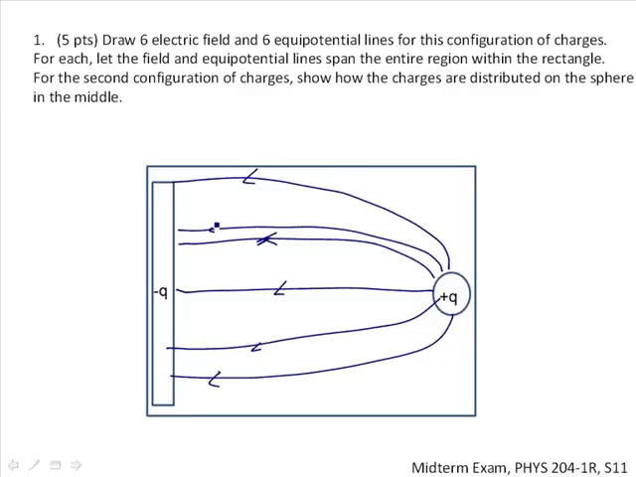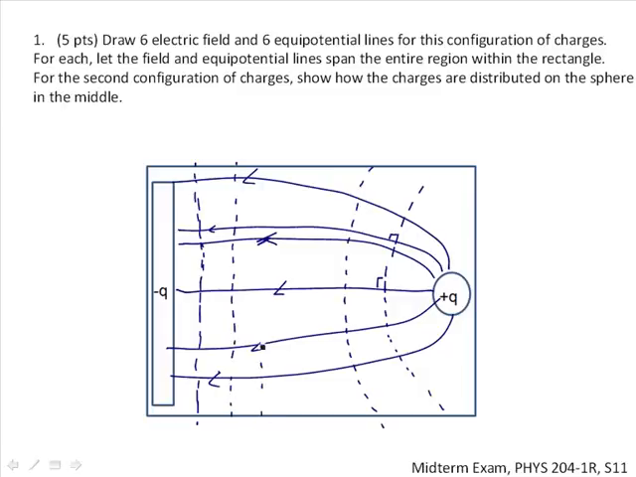And then my equal potential lines are perpendicular. So they look like this. And at each point, they're perpendicular to the field lines. They begin to flatten out as we get over here. So that should be a straight line. Look just like that.